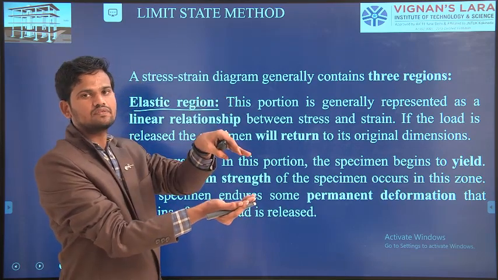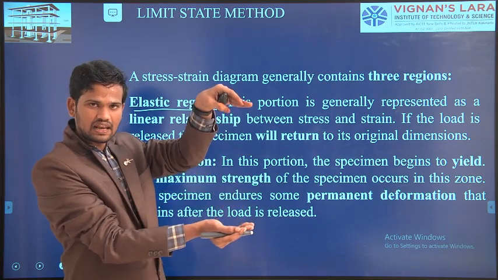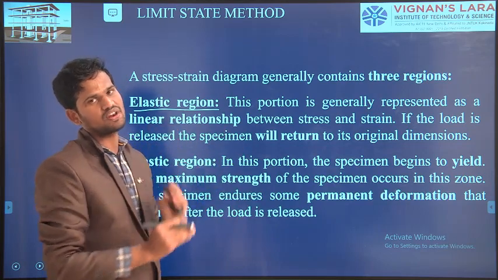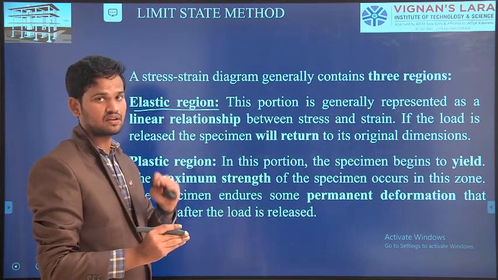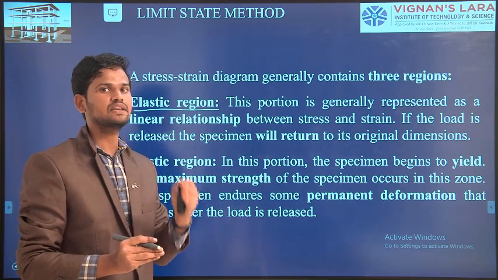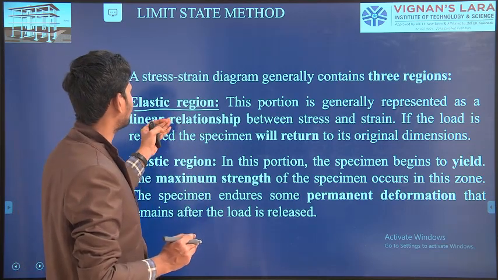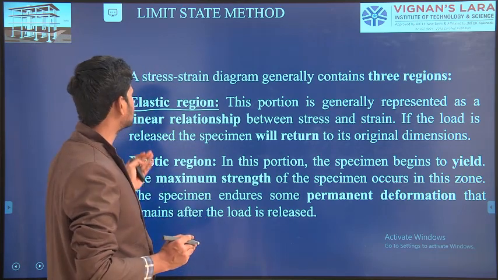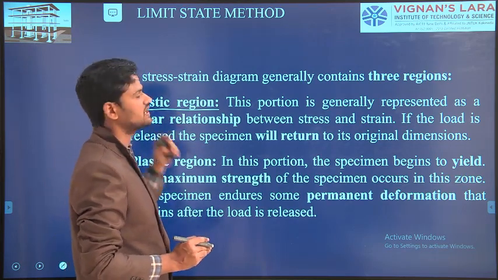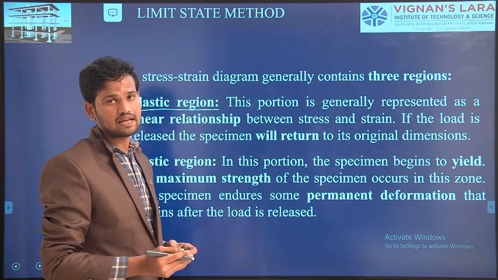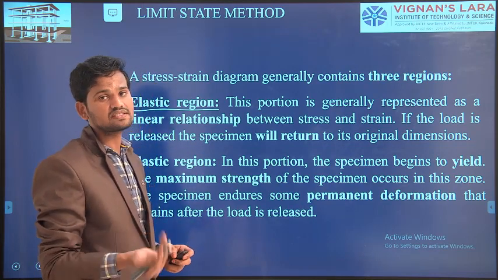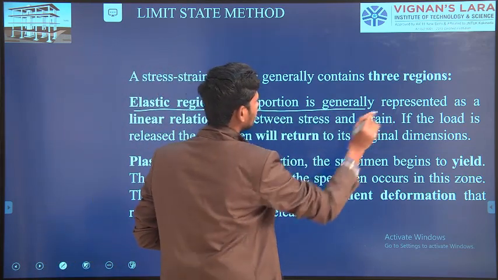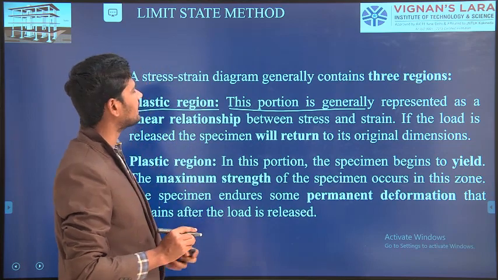Due to application of the load, the material may elongate, and if you remove the load, the material will regain its original shape or original position based on the elasticity nature of the material. For any type of material, due to application of the loading condition, we will observe three regions. The first one is the elastic region, the next one is the plastic region, and the third one is the rupture region. This portion is generally represented as a linear relationship.